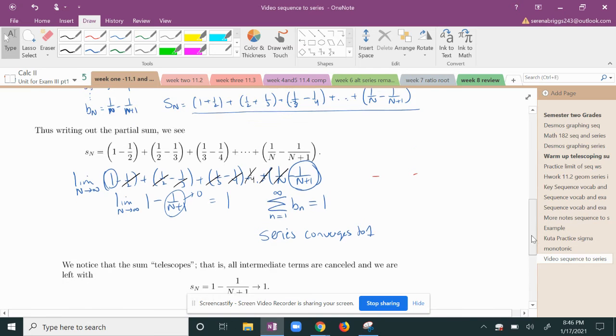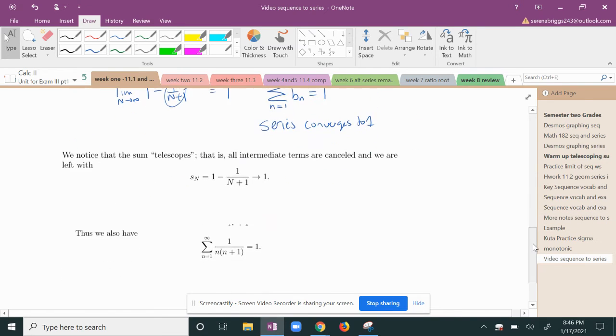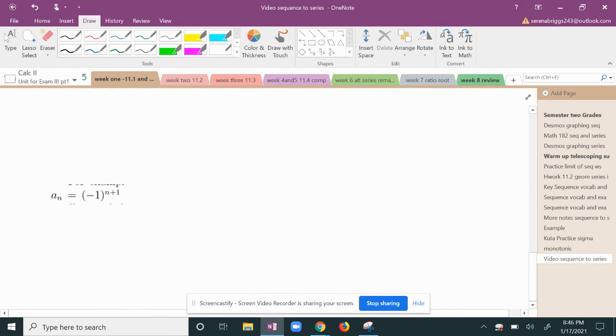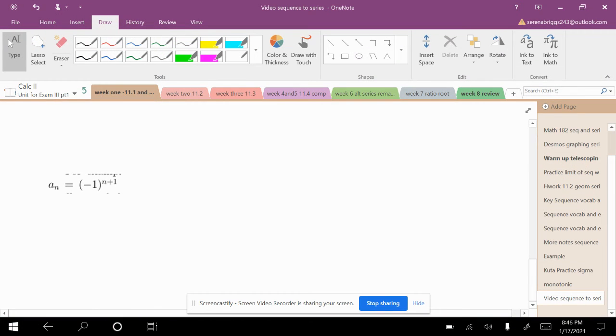I'd like you to try this question now. What about this sequence? Ask yourself first, does the sequence converge? If so, to what? Does the series, or the sequence of partial sums, which means you'll have to look at the sequence of partial sums, converge? If so, to what? Well, when you went to find whether or not the sequence converges, I hope you wrote out some terms.